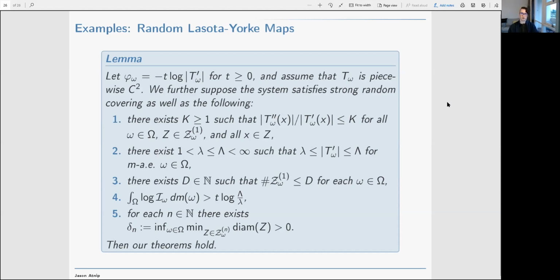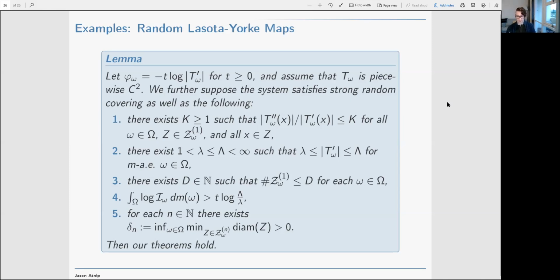And then we also will assume these next 5 assumptions, where we have some sort of distortion control over our derivatives. We want our derivatives to all be uniformly expanding between some little lambda and capital lambda, bigger than 1. All of our finite partitions are uniformly finite, so that means there's some number d such that the cardinality of Z omega is less than d for every omega. Here I should have changed this notation, but this log script I is just going to be the minimum of the number of pre-images for each branch. We want that to be log integrable and strictly greater than t log capital lambda over little lambda.